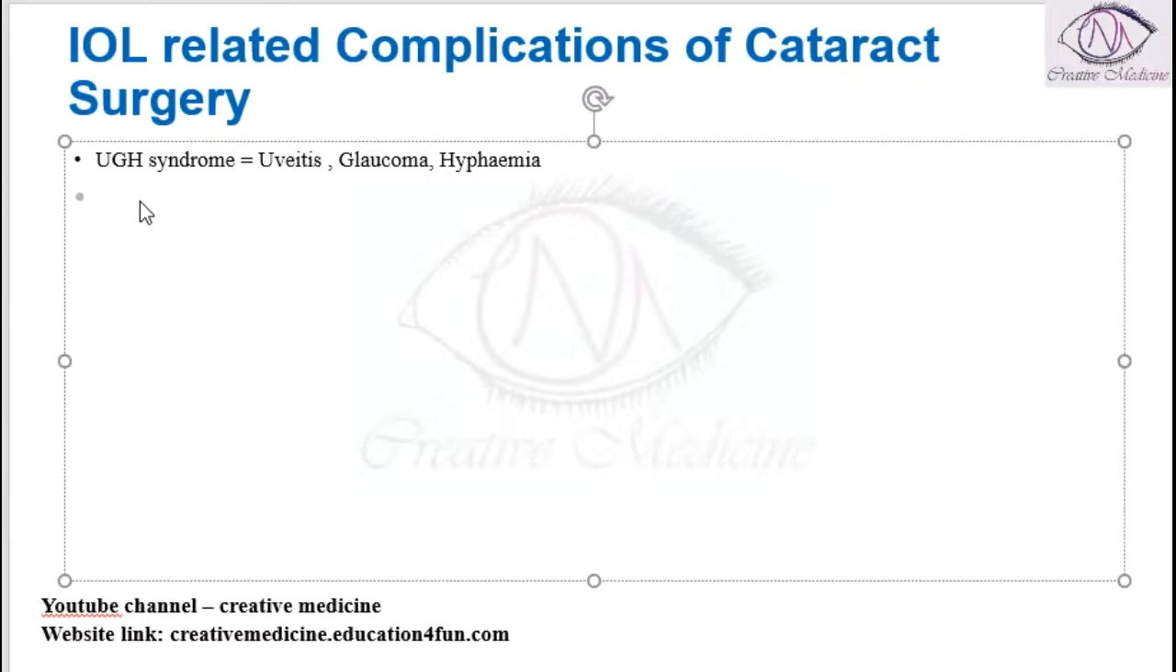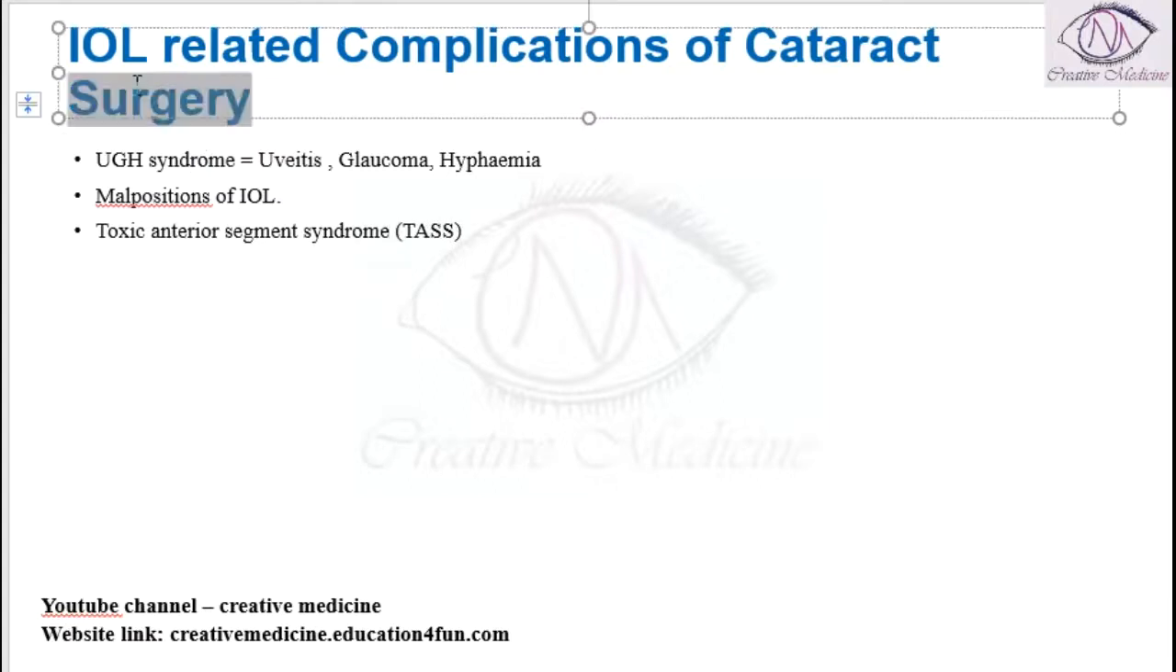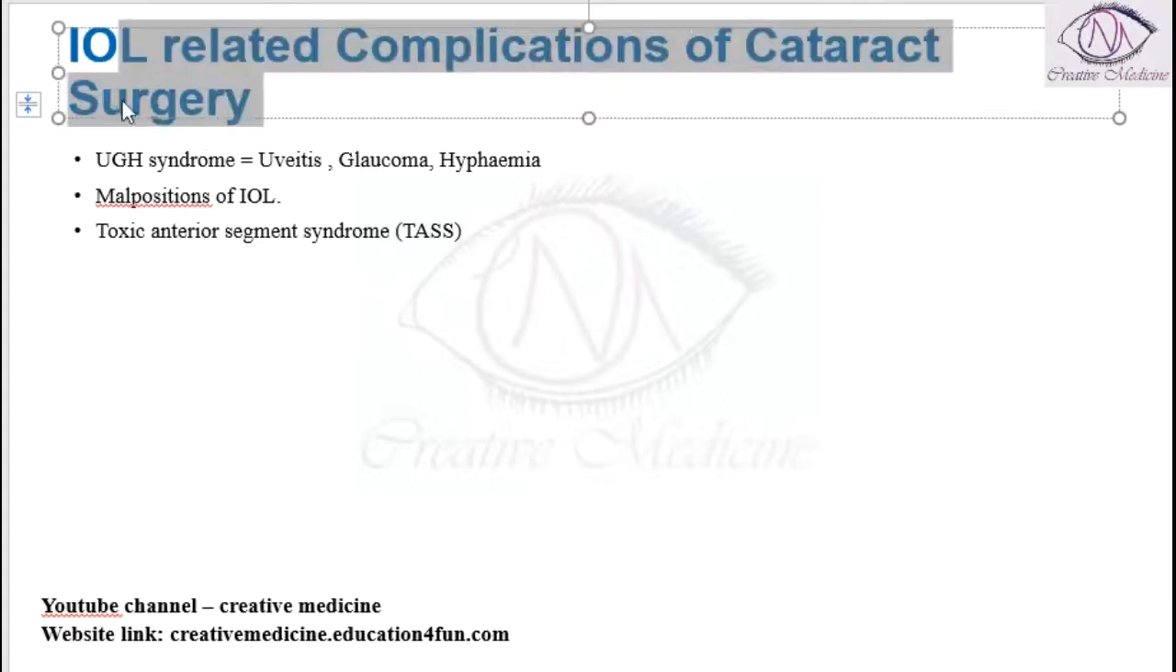Sometimes the intraocular lens which is put in the posterior capsule might displace, resulting in malposition of the intraocular lens. Sometimes there can be some anaphylactic reactions or toxic reactions, resulting in toxic anterior segment syndrome, which can be seen in the patient.